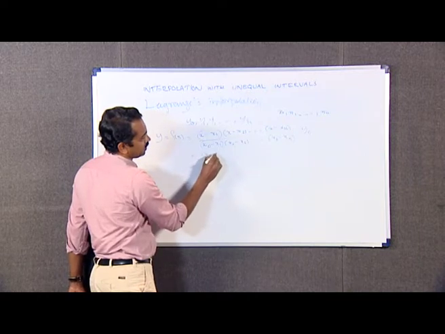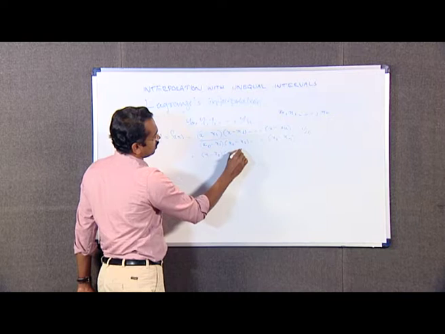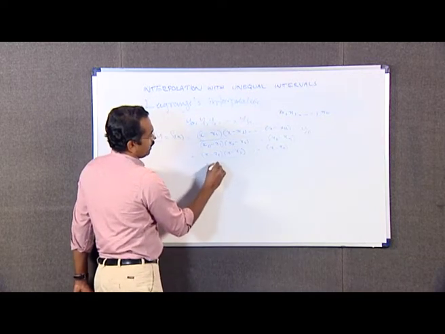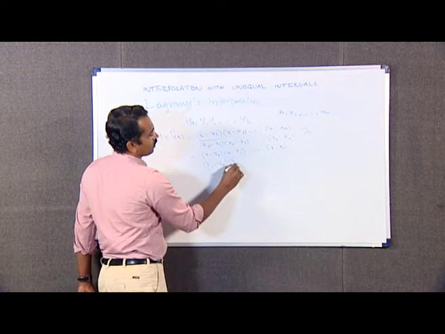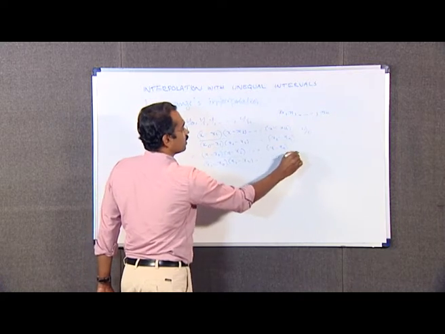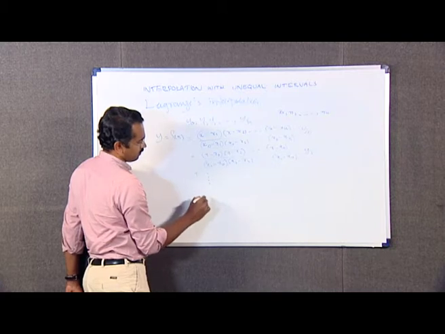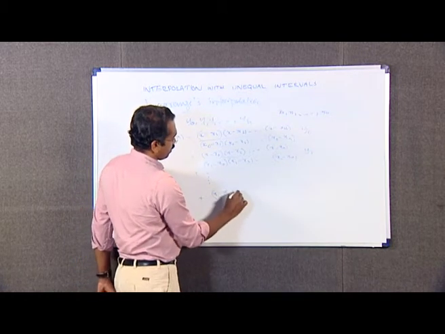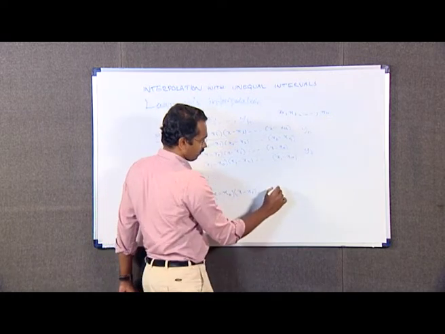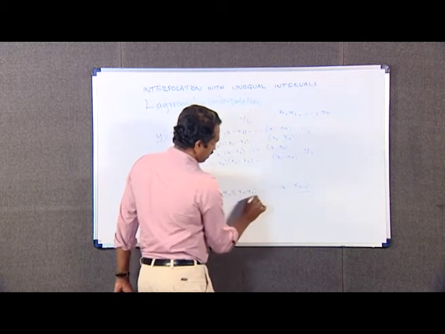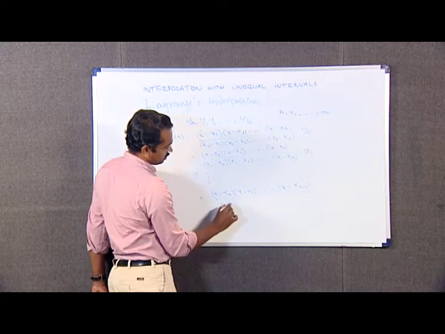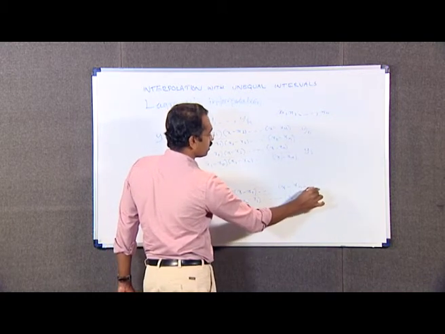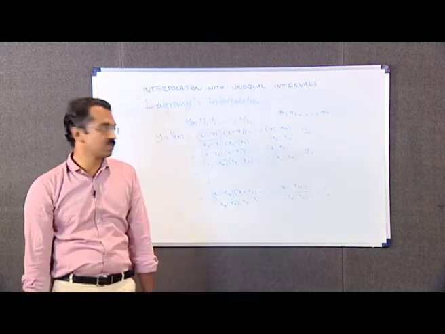plus next term is x minus x naught into x minus x two into, etc., x minus x n divided by x one minus x naught into x one minus x two into etc., x one minus x n into y one, plus etc., plus x minus x naught into x minus x one into x minus x two into etc., x minus x n minus 1 divided by x n minus x naught into x n minus x one into etc., x n minus x n minus 1 into y n. This is the Lagrange's interpolation formula.